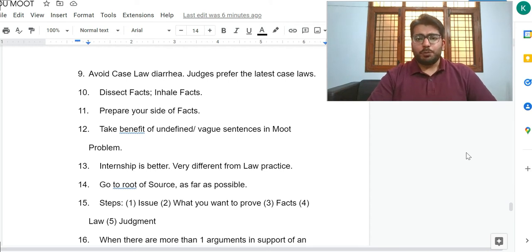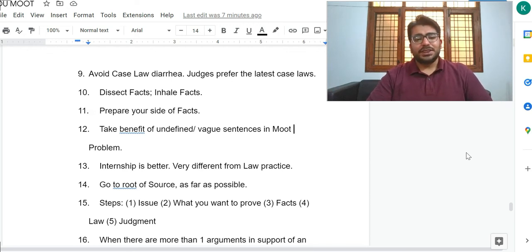So what some people do is that they quote the article which actually quotes another article, whereas judges will never accept that. So if an article is quoted inside an article or a judgment is quoted inside a judgment, go to that root source and try to find out what that says and not anything else. Otherwise you may land up in big trouble with a judge.